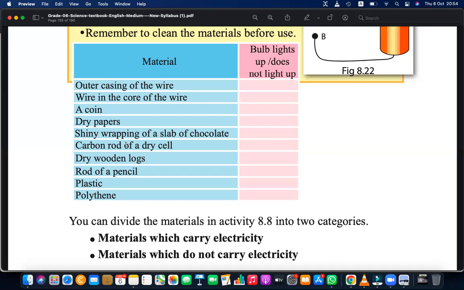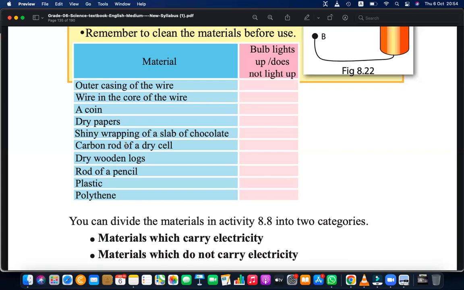The outer casing of the wire, the rubber. Rubber casing or plastic casing in a wire. Is it a conductor or insulator? Insulator. Insulator. It cannot carry current.